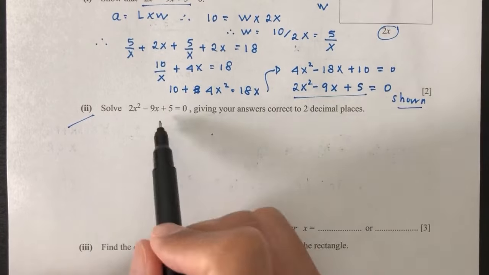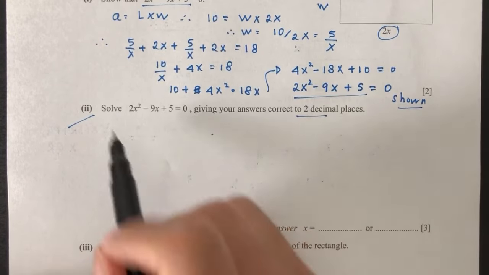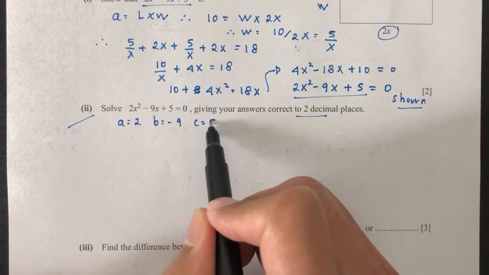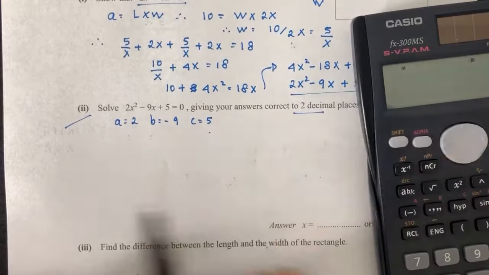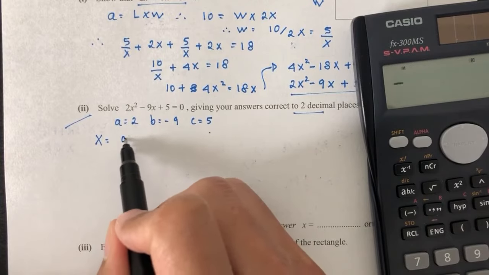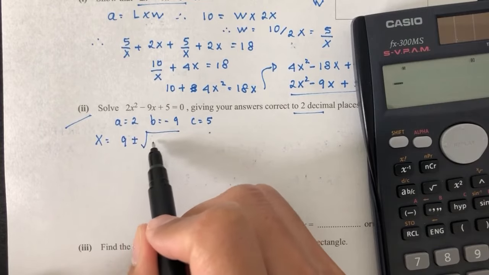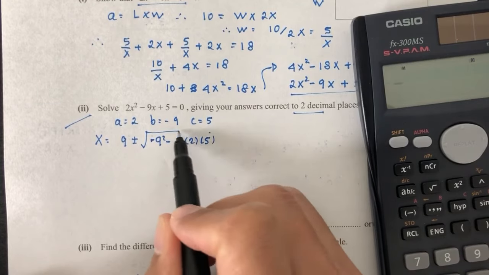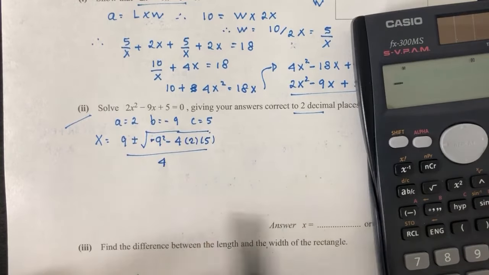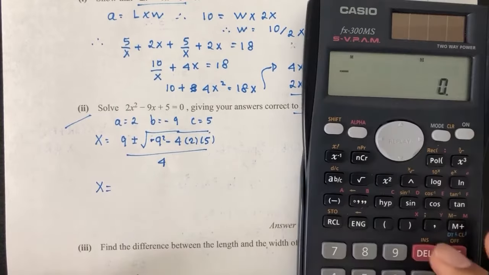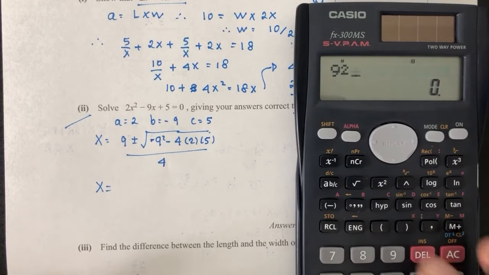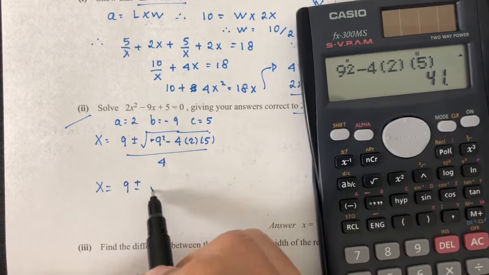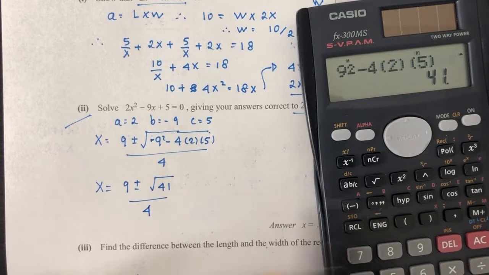Now for part 2, solve this equation giving the answer correct to 2 dp. So very easy. a is 2, b is minus 9, c will be 5. So we have to use the formula. x will be minus b plus or minus square root of b squared, which is minus 9 squared, minus 4ac, divided by 2a, which will be 4. So let's simplify. So 9 squared minus 4 times a times c, that will be 41. So 9 plus or minus square root of 41 divided by 4.